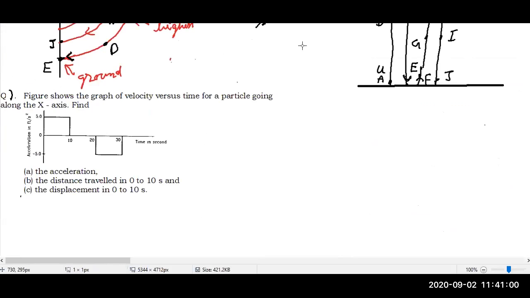Figure shows the graph of velocity versus time for a particle going along x-axis. Find the acceleration time graph. So the acceleration, find the acceleration first. So what will be acceleration? What kind of graph is this? Velocity versus time graph. So velocity versus time graph, if we see, figure shows velocity.